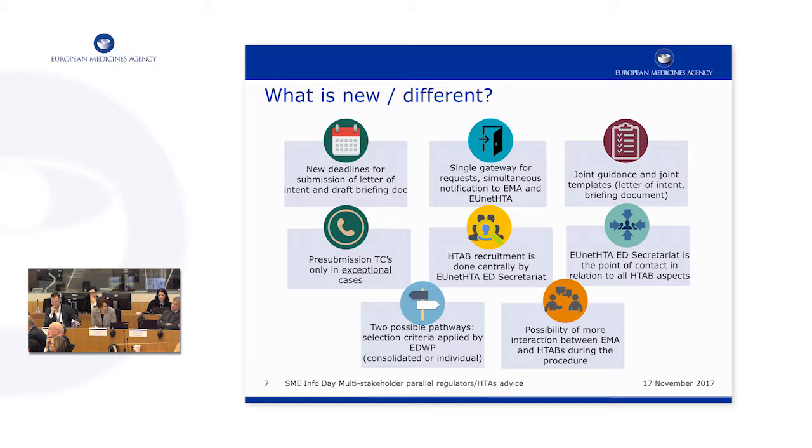So a couple of the features to highlight. Starting at the top left and going across the top line, we have deadlines for submission of letter of intent and draft briefing document, which have been shortened compared to the older platform, and these are very much tied in with the published normal scientific advice. We ask for a briefing document 30 days before the start of the procedure, and a letter of intent a month before that. There is a single gateway, so you only need to send the same letter to both EMA and to the UNETA Early Dialogue Secretariat. We operate under joint guidance and joint templates.